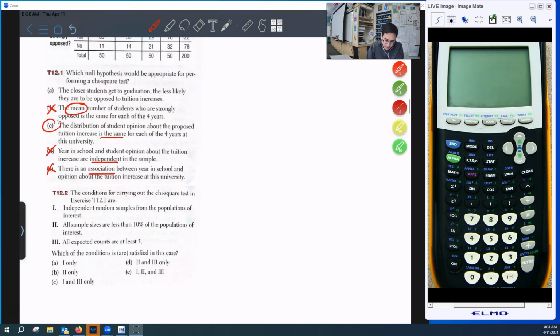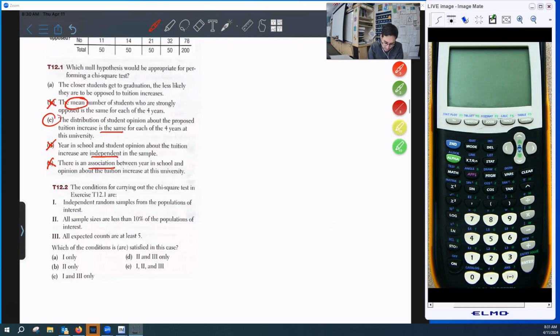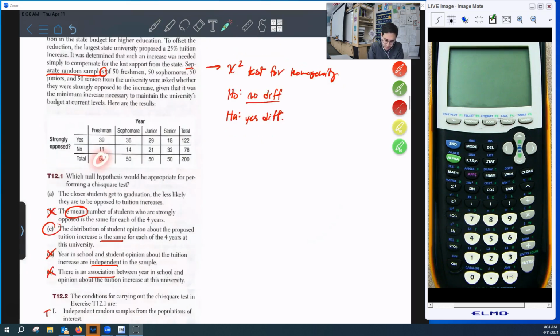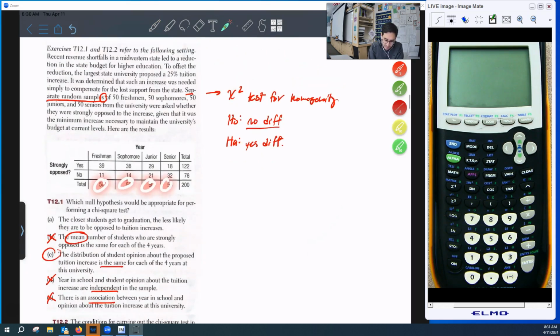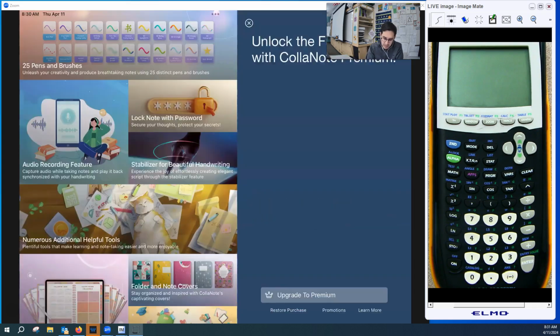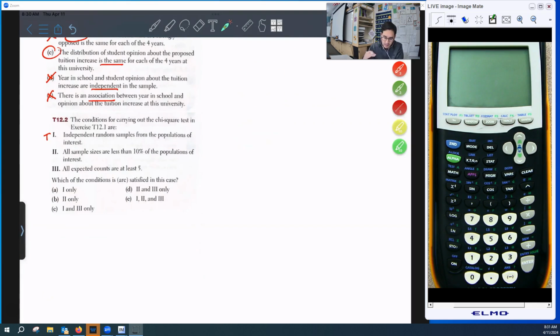All right, so do we have independent random samples? We do, right? The word separate is equivalent to saying independent, right? So that one has been met. Put T for true. All sample sizes are less than 10% of the populations of interest. Okay, so they sampled 50 students from every grade level. It's a university, so there's probably a lot of students there. So I think it's pretty safe to say that 50 is less than 10% of the population of every grade level. Right, I think that's true.